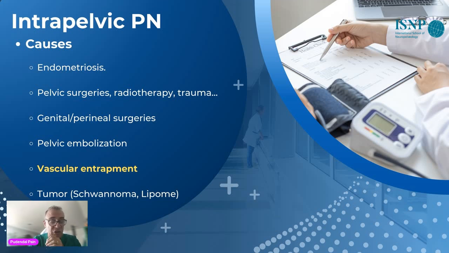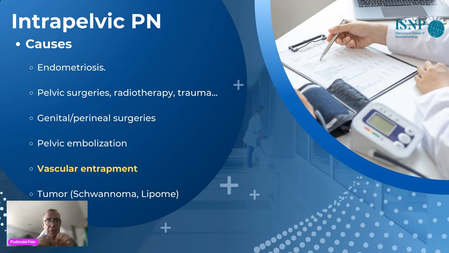So pelvic embolization, especially when the device used for the embolization is compressing the nerve, that is something we see more and more. We have some very rare tumors of the pudendal nerve called schwannoma, or compression by lipoma, but probably the most frequent cause for intrapelvic pathology of the pudendal nerve is the vascular entrapment. Because anatomically, when the pudendal nerve is leaving the pelvic cavity above the pelvic floor, you will find the pudendal nerve and usually one artery and two veins passing through what we call the greater sciatic foramen.